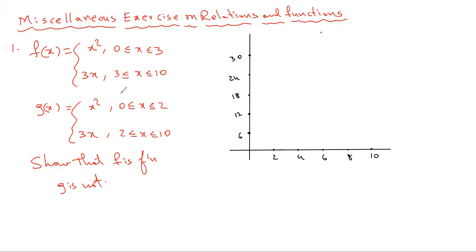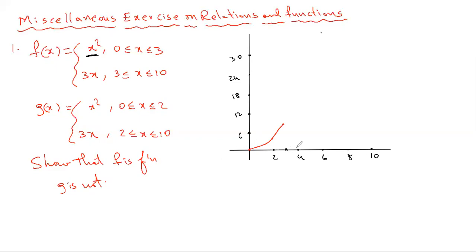And after that, between 0 to 3, you have this definition. When x is equal to 0, x square is 0. When x is equal to 2, x square is 4. 4 is somewhere here. When x is equal to 3, x square is 9. 9 is in the middle of these two. So the graph of this is like this, the x square graph.